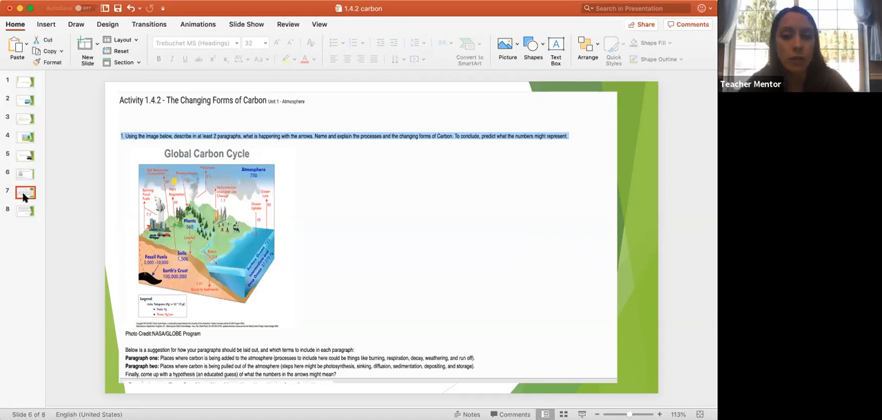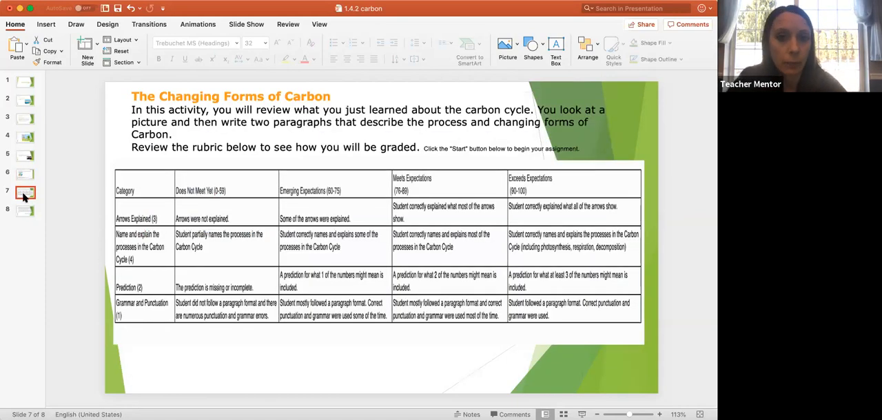Okay. Of course, in the assignment, there is a rubric. In assignments that are not teacher generated or computer generated, like multiple choice questions, you always get these rubrics, and these rubrics tell you exactly what you need to do. So again, in this activity, you will review what you just learned about the carbon cycle. You will look at the picture and then write 2 paragraphs that describe the process in changing forms of carbon. Review the rubric to see how you will be graded.